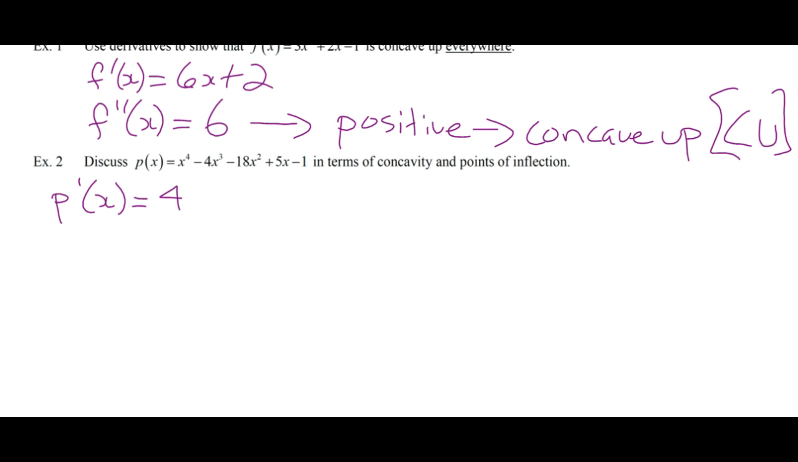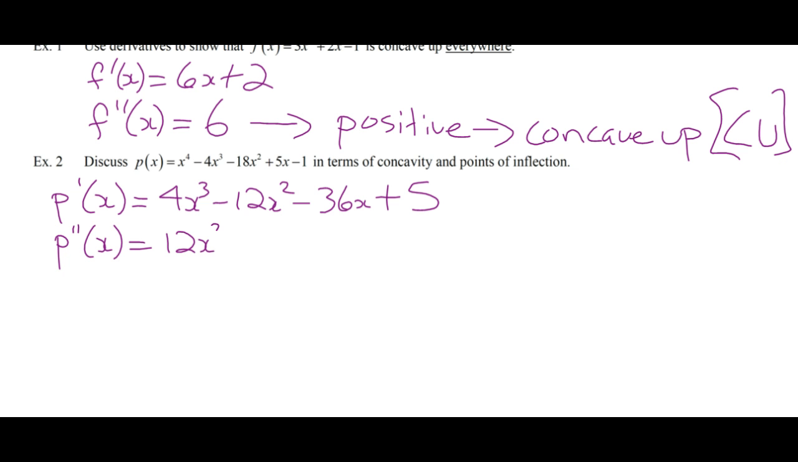Okay, so what do we got? 4x squared is 12. Okay, so if we were looking for maxes and mins, we'd set that to 0. It doesn't not exist, right? It exists everywhere, it's a polynomial. But we're not, so we're taking this a step beyond.